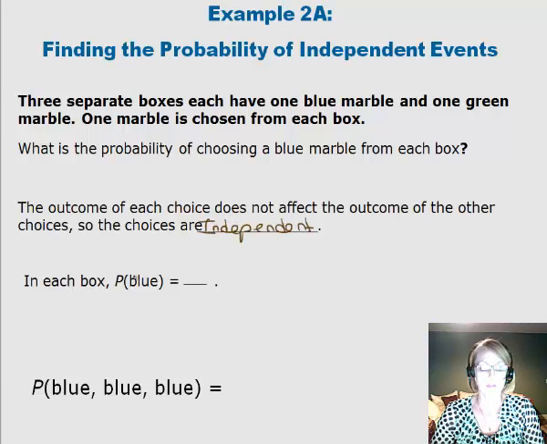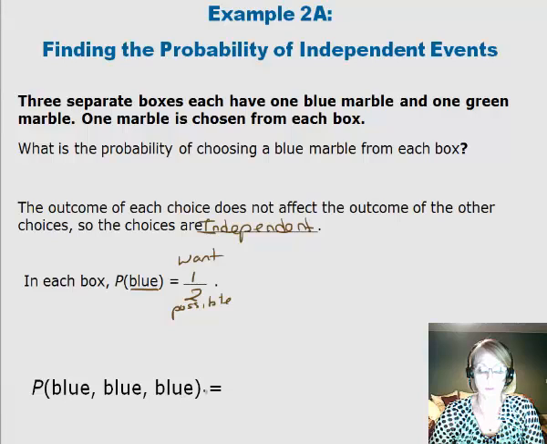Now let's look at what happens. Consider one of the boxes. One box has one blue and one green. So if I look at what I want over what's possible, one blue and one green marble, there's only one that's what I want, a blue one. But there's two possible, a blue and a green. So the probability is 1/2.